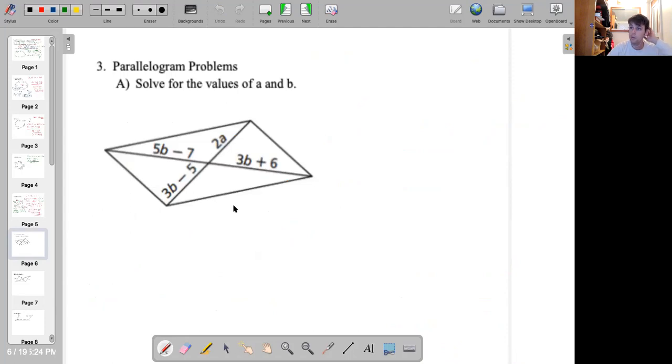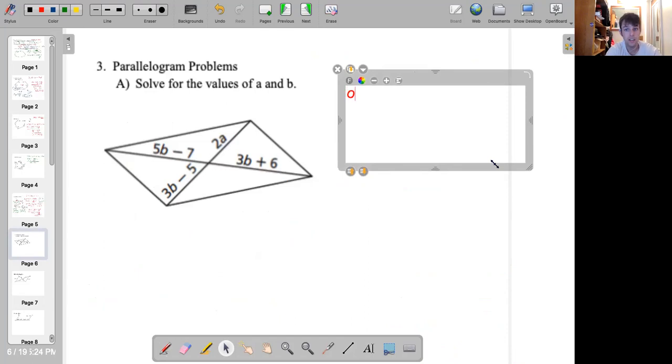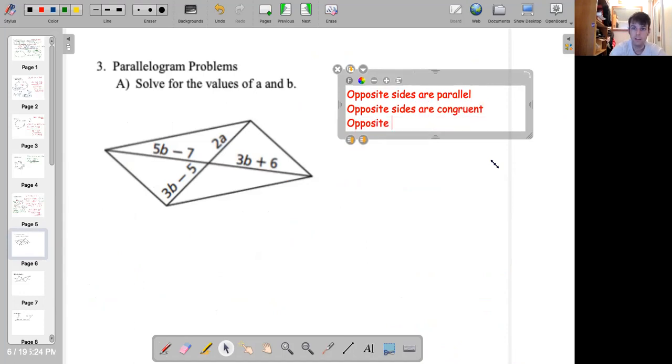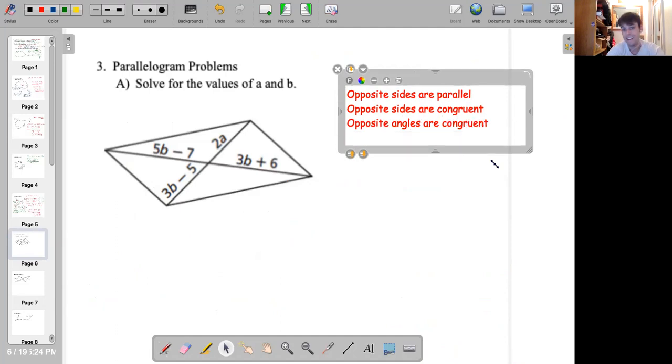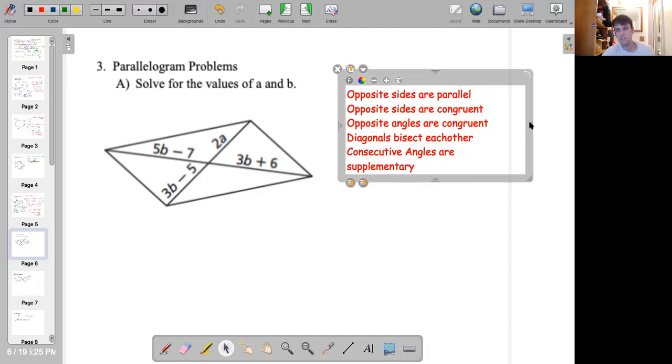All right, we're gonna move into some parallelogram properties. So want to remember what those are. I'm just gonna make a quick list here of parallelogram properties. So defining characteristic, opposite sides are parallel. What's another parallelogram property? The opposite sides are congruent. Opposite angles are congruent. We got diagonals bisect each other. We got one more. It is the consecutive angles are supplementary.